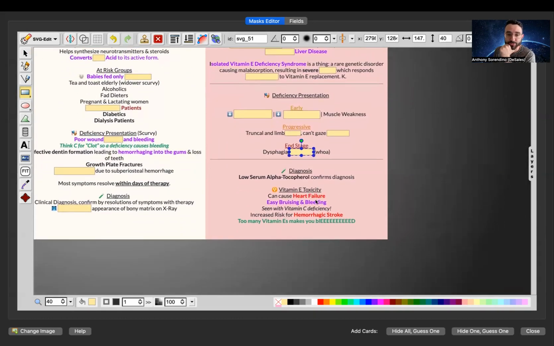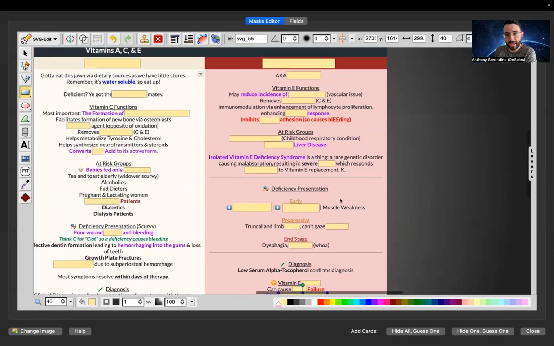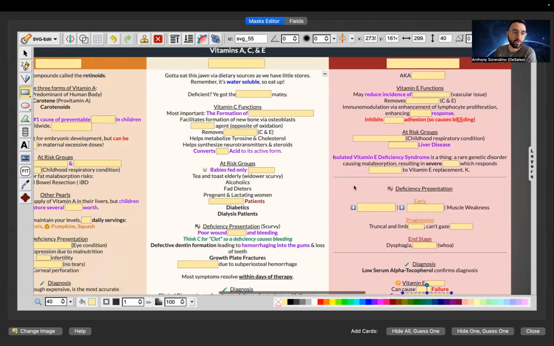Low serum confirms diagnosis. Vitamin E, yeah, it can cause heart failure. That's pretty important. Easy bruising and bleeding. So toxicity, big one there. I need to make sure these all have to do with toxicity. It's a very easy thing to confuse here while studying. Increased risk for, we'll include all of this. Okay, that looks pretty good.